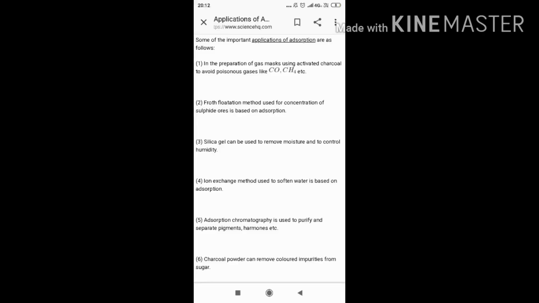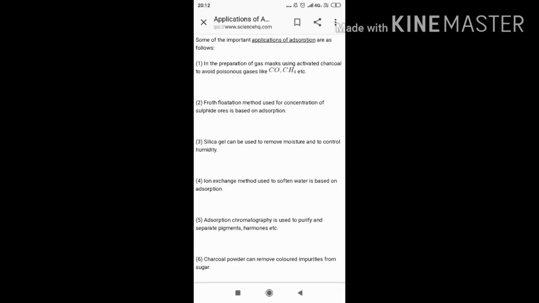Second application is in the froth flotation process. When sulfide ore is shaken with pine oil and water, the ore particles are adsorbed on the froth that floats and the gangue particles settle down in the tank. This method is known as the froth flotation process for the concentration of sulfide ore. Its third application is in removing moisture from air in the storage of delicate instruments. Fourth application is in the softening of hard water.